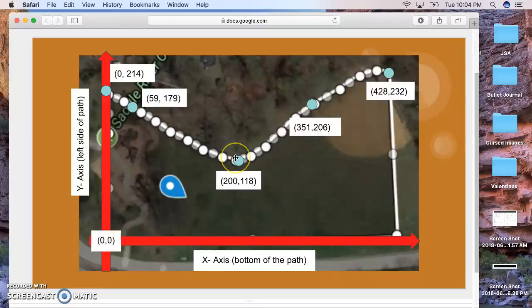Here at what looks like a relative minimum, it's about 200 in from the origin and 118 above. Here it's at 351 towards the right of the origin and about 206 units above. It's all in feet, by the way. And at this endpoint, we have the complete x-axis measurement of 428 and a height of 232.